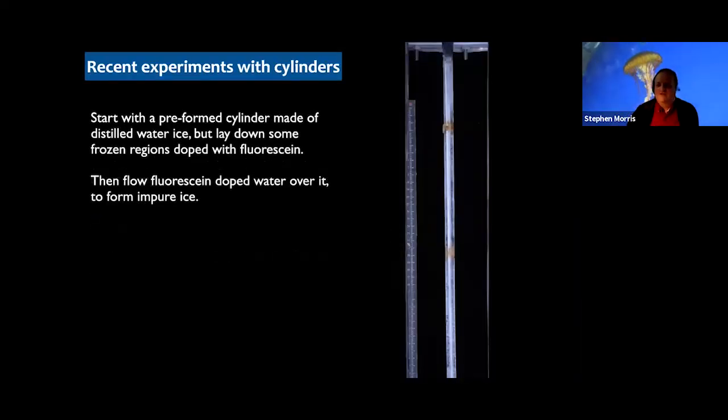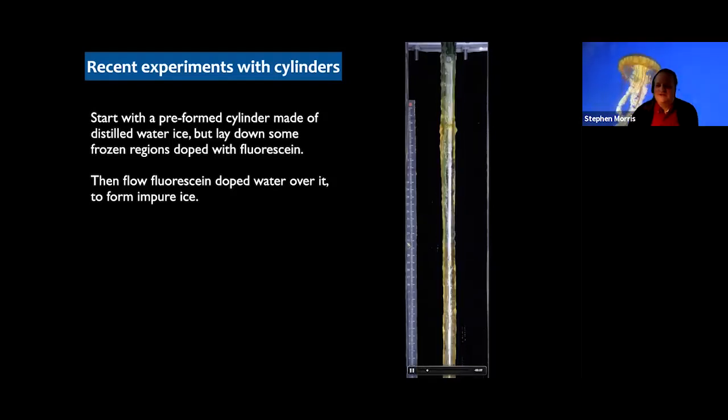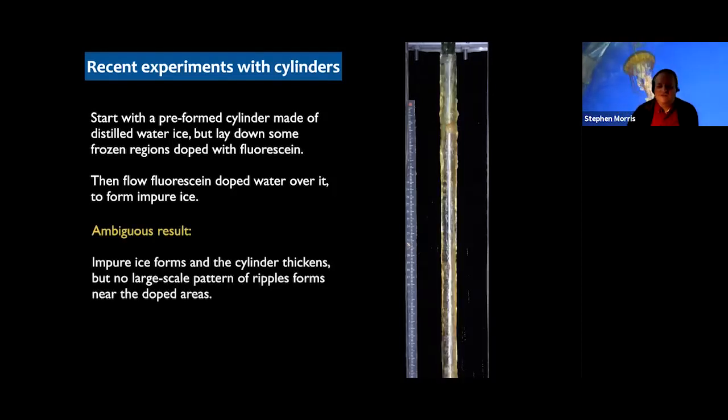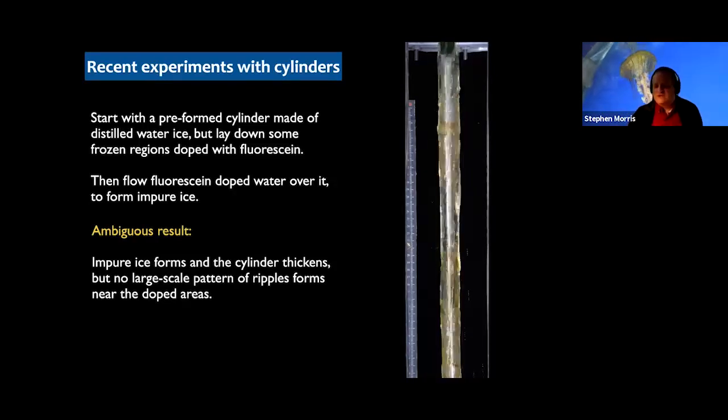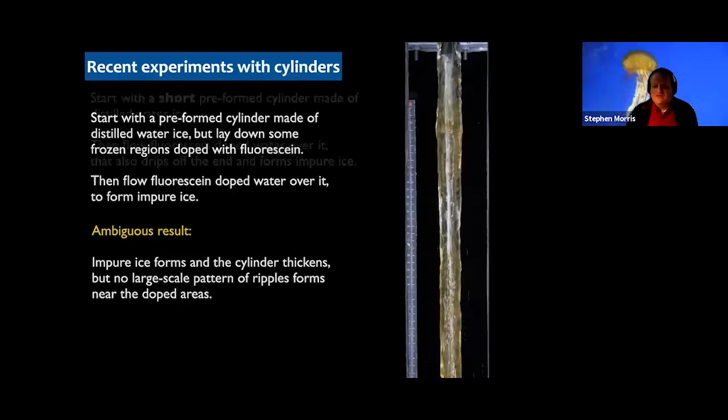Here's a cylinder made of pure ice with a few places where we deliberately put in some dye to make some dyed inclusions. Now, if you watch it grow, in the same experiment, you see maybe a few ripples grow here, but I failed to nucleate ripples over the whole surface. So this is a sort of ambiguous result. Impure ice grows and the cylinder gets thicker, but no large-scale pattern of ripples grows. So it's not enough just to start with a little bit of impure ice on the surface to trigger the ripples.